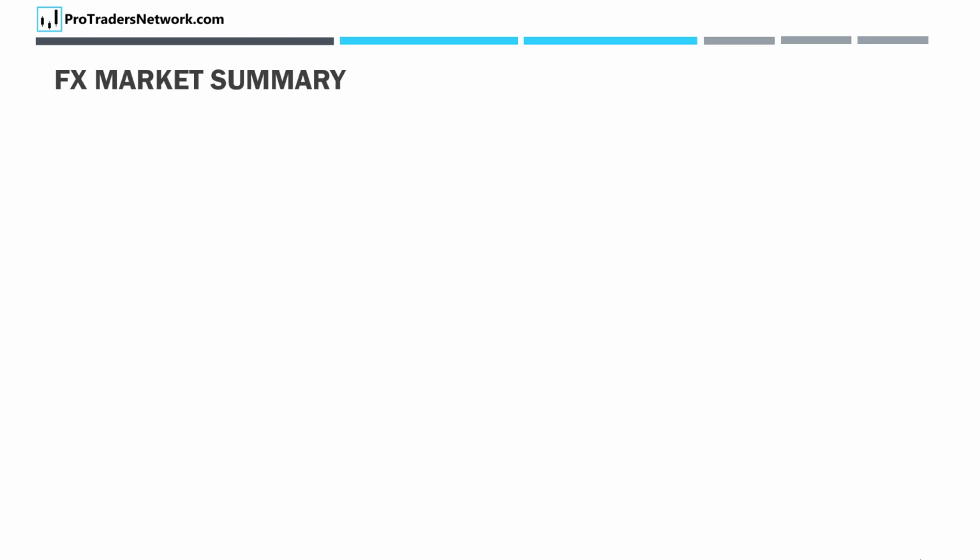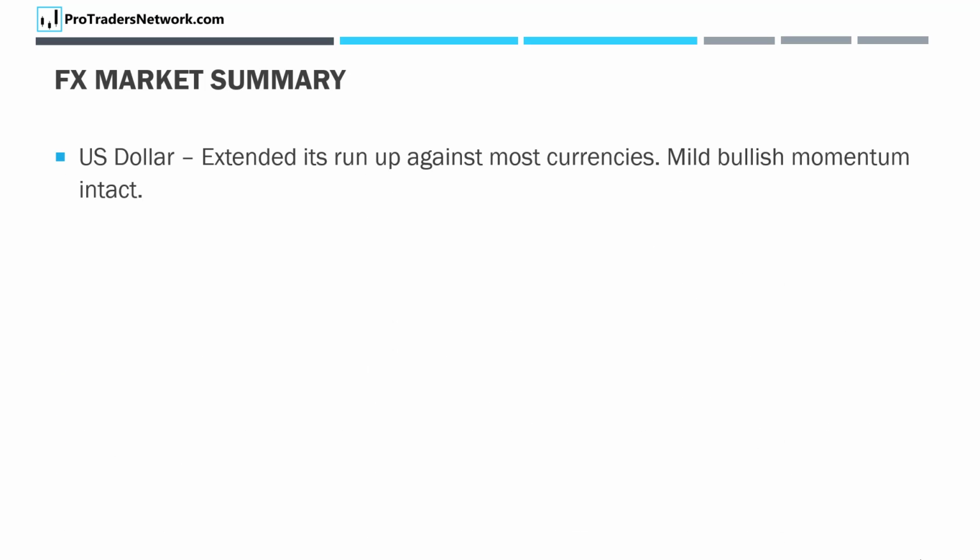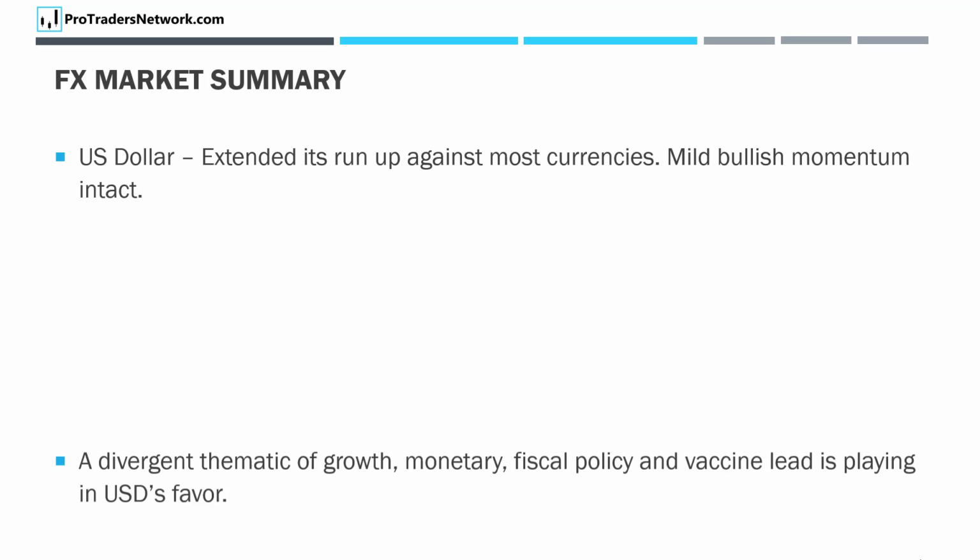Alright, so let's go on from here, and we see that the US dollar basically has extended its run up against most currencies, basically against the euro, the pound, the Australian dollar, as well as the New Zealand dollar, besides others. And we can see that there's mild bullish momentum which is intact right now for the US dollar.